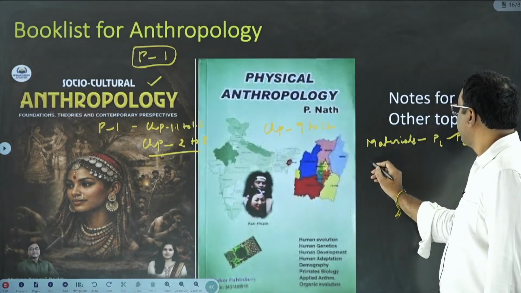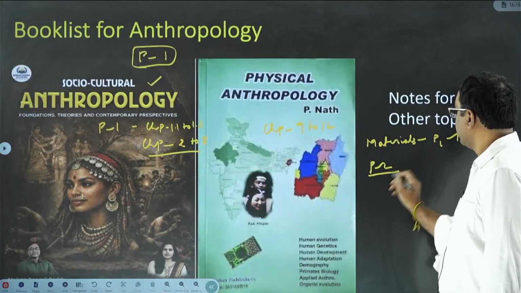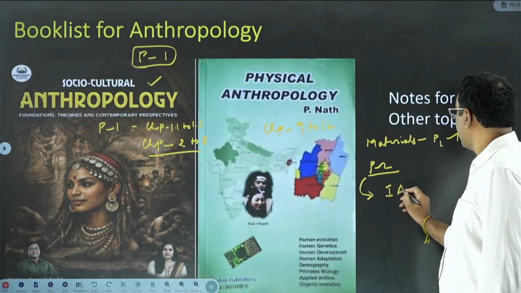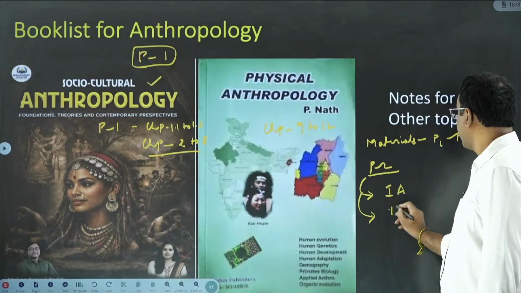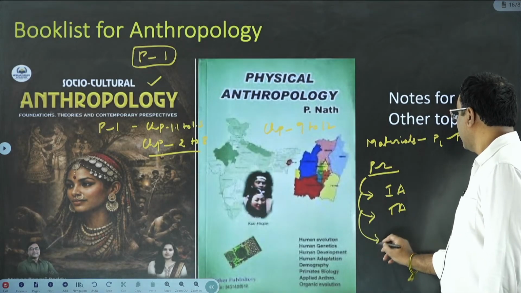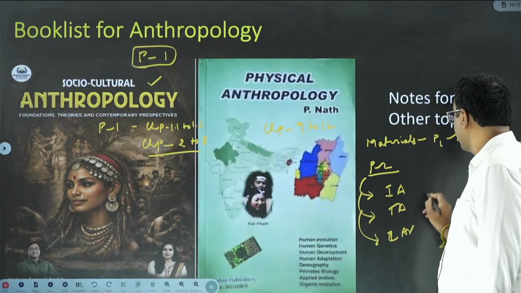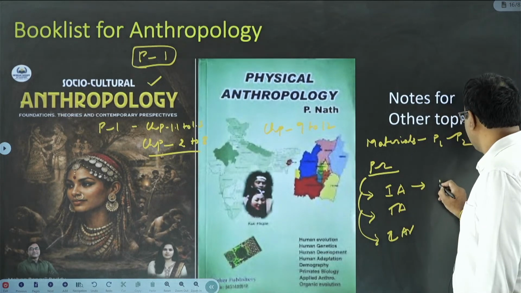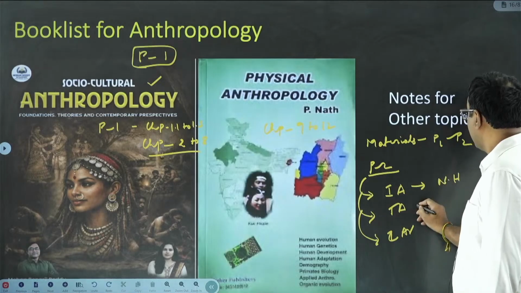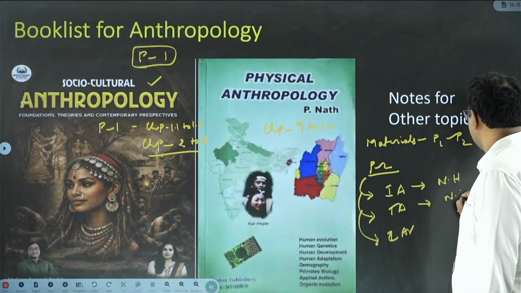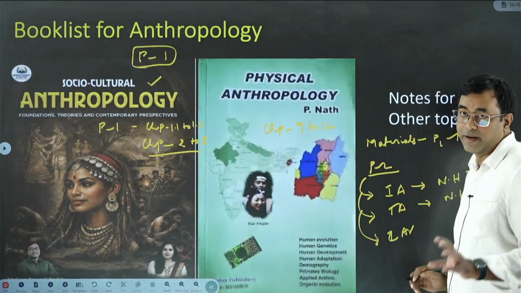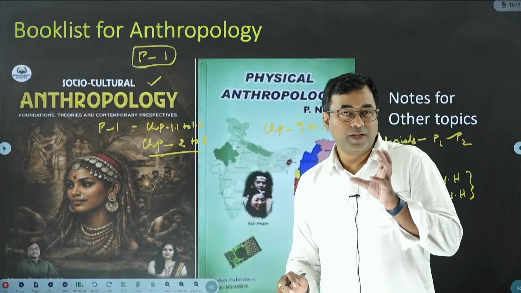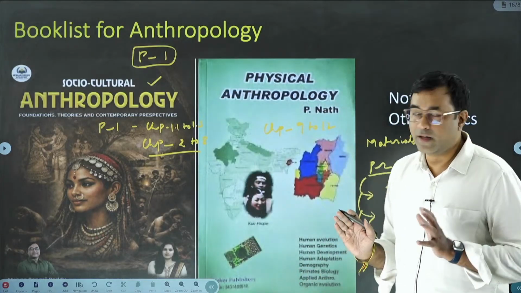Apart from that, if you take paper 2, it can be divided into Indian anthropology, tribal anthropology, and Indian archaeology. For Indian anthropology you can refer to Nadim Hasnain, and for tribal anthropology also Nadim Hasnain, but these books are only for reference purposes. These are old books, so the new data has not been covered in them.